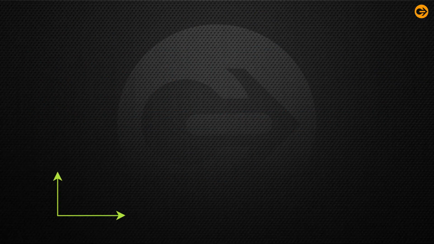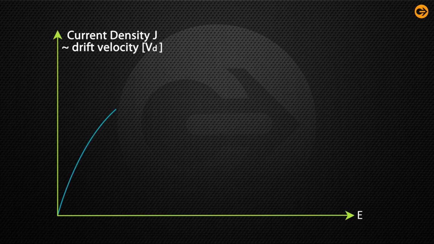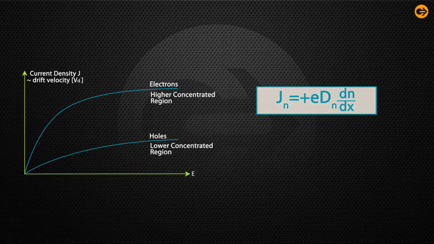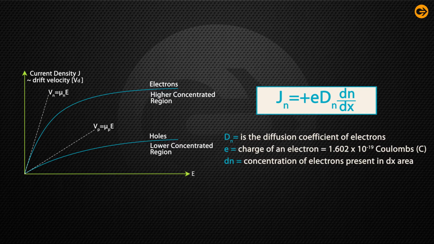Now, what is diffusion current density? The diffusion current density due to electrons is given by Jn is equal to positive e Dn dn by dx, where Dn is the diffusion coefficient of electrons, e is the charge of an electron, that is 1.602 times 10 to the power of minus 19 coulombs, and dn is the concentration of electrons present in the dx area.